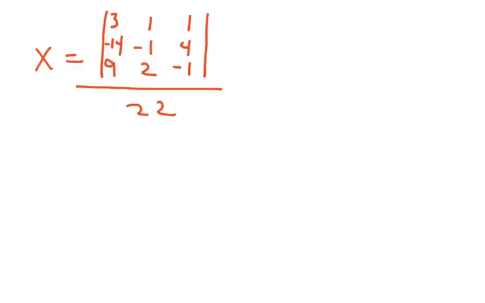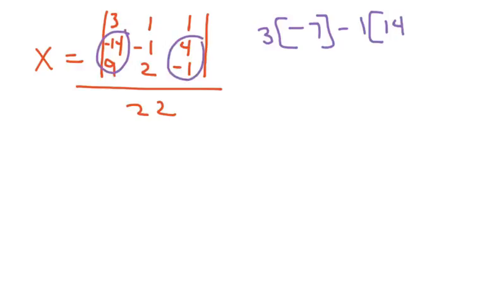So you take the determinant of that, which is going to be 3 times 1 minus 8, which is -7, minus 1 times 14. I'm doing these two here. 14 minus 36 plus 1 times -28 plus 9. So that's going to give us -21.